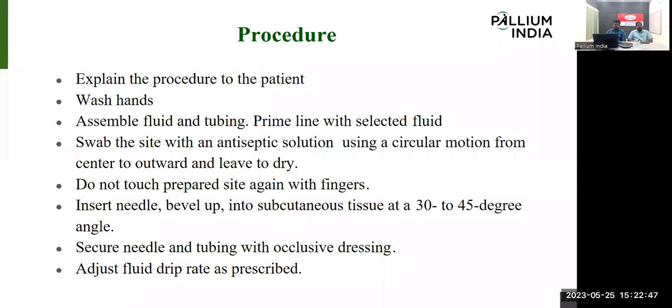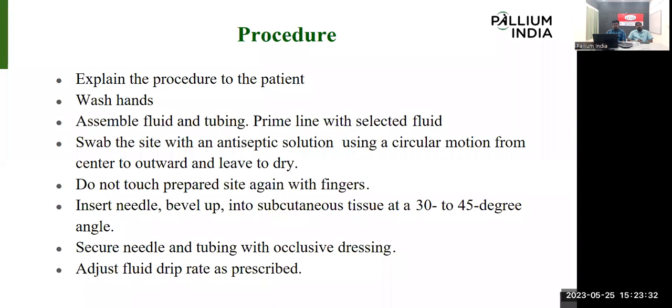After that, we mainly use an SV set, scalp vein set, or butterfly cannula as the needle for insertion. While inserting, we need to maintain a 30 to 45-degree angle, and keep the bevel region up. These are all shown in the video also. On the needle tip's cross section there is a slanted tip, and that region is the bevel. That bevel will be upward while inserting.